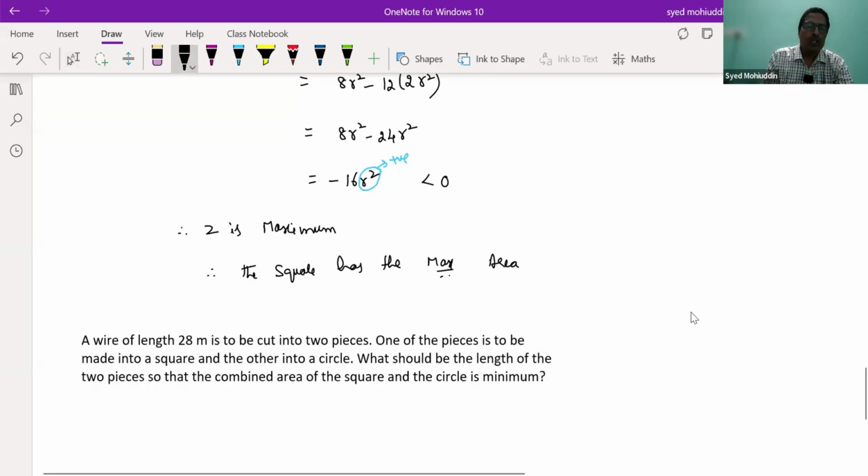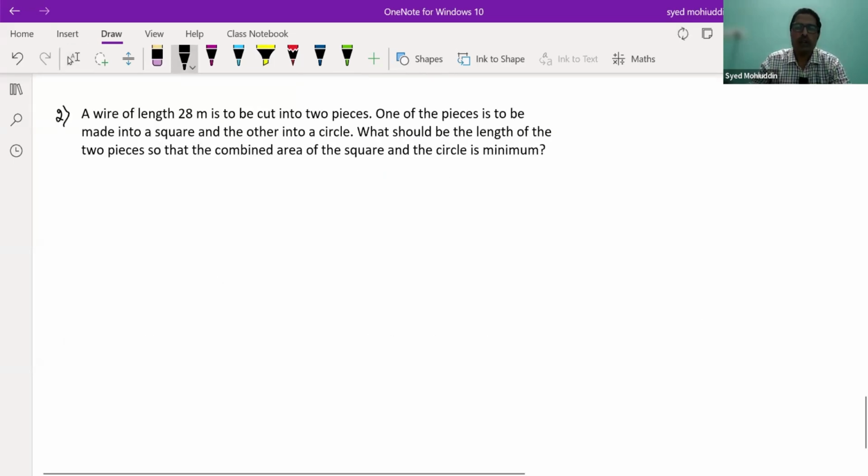So this is the next question that we are having. Here a wire is cut into two pieces. One piece is converted into a square, another piece is converted into a circle. What should be the length of these two pieces so that the combined area of the square and the circle should be minimum? So we'll try to take a wire whose length is 28 meters.